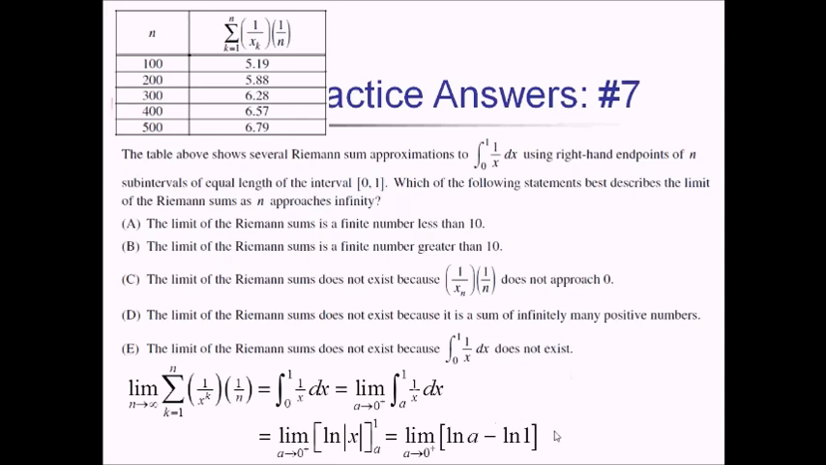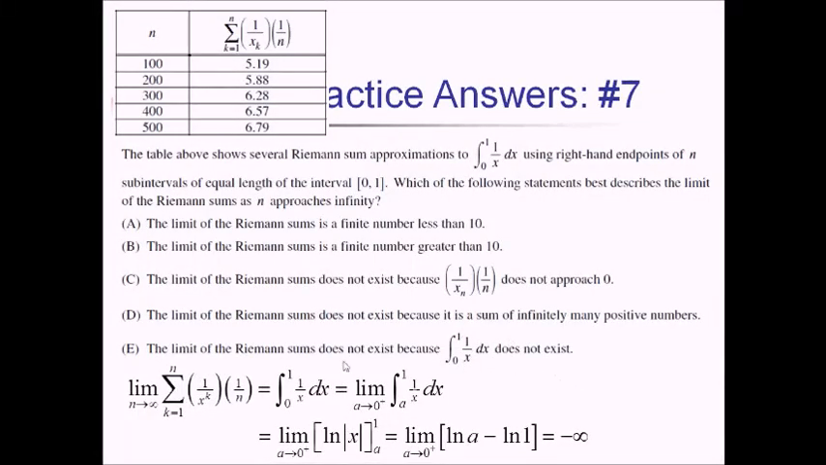So the ln function kind of looks like an R. As you approach 0 from the right, you're heading down an asymptote at 0, and you're going to negative infinity, which makes this whole thing negative infinity. So this actually does not exist. And we have an answer choice for that. The limit of the Riemann sums does not exist because this integral does not exist. So that would be the best answer for this one.